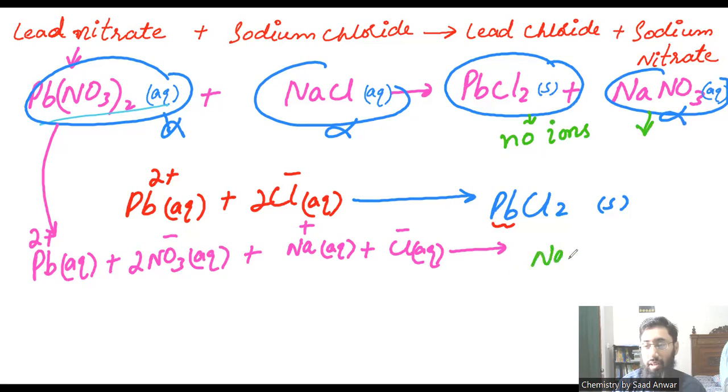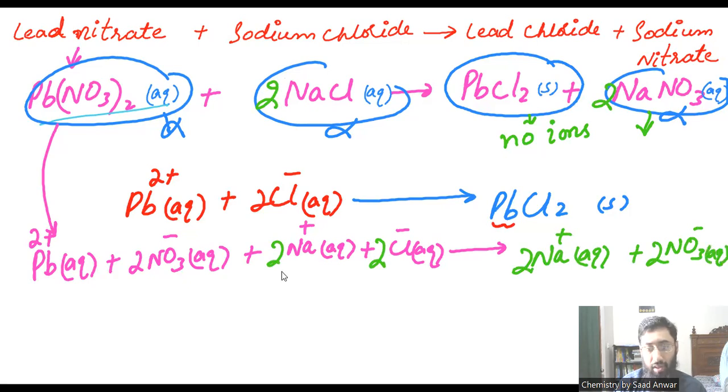Sodium nitrate, I will get sodium ions in aqueous, then I will get nitrate ions. One thing, mistakenly, I need to balance this equation first of all here. Put 2 here. When you put 2 here, you will get 2 sodium ions, 2 chloride ions, 2 sodium ions here, and similarly 2 nitrate ions. Means you have to balance this equation first.